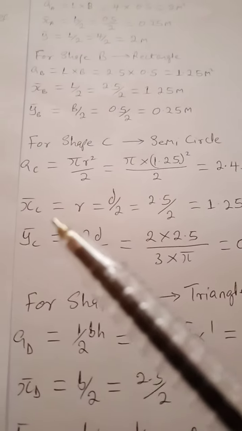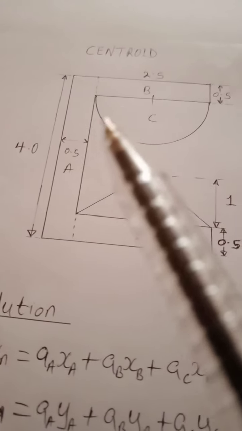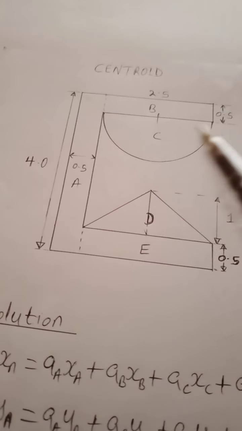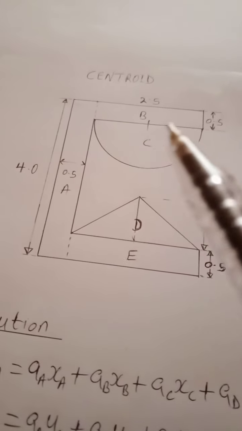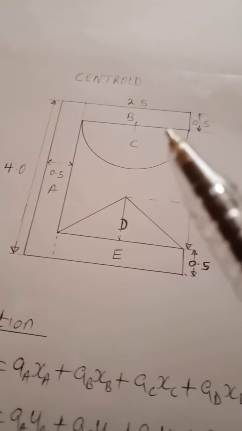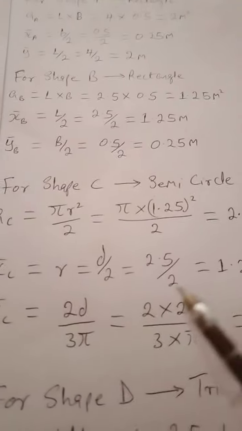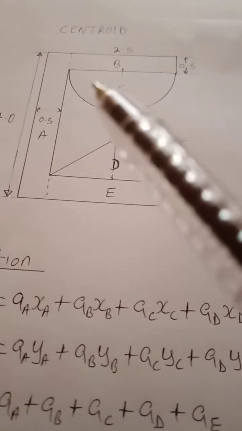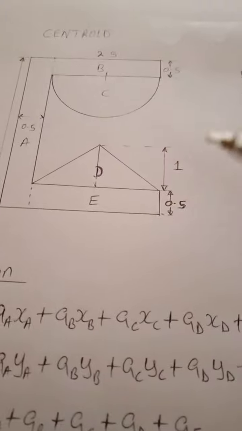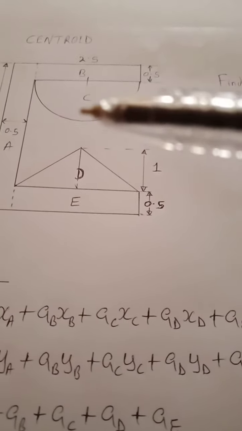Then the distance, the x-axis of it. The center of this semicircle is going to be the diameter divided by 2, which is what we use here. The diameter divided by 2, you get 1.25. Then for the y part of it, looking at it here, this.